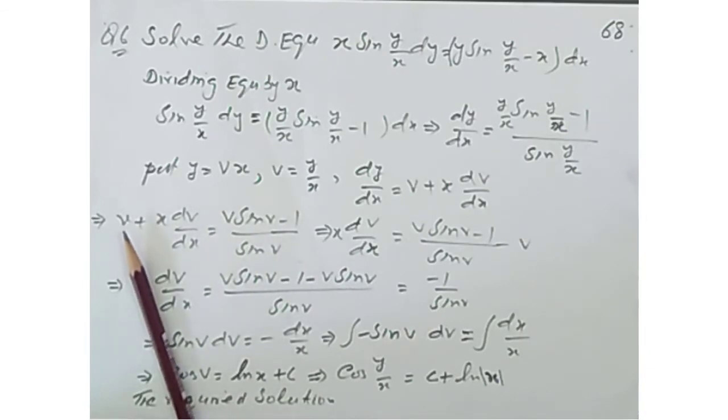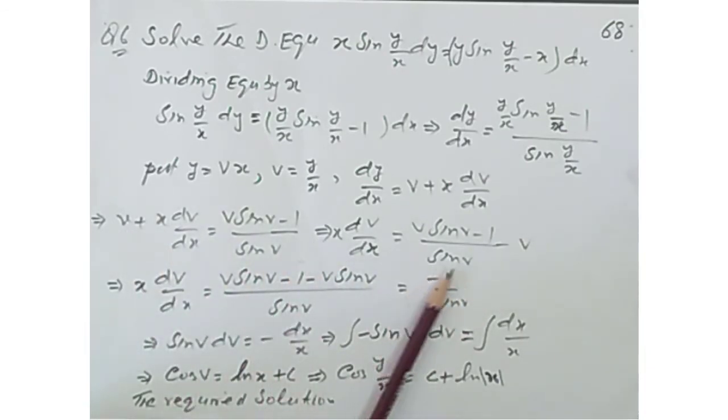Again, we take this v to the other side, taking sin v as LCM, and this becomes x dv by dx equal to v sin v minus 1, and this is the LCM. So this becomes minus v sin v. They will cancel. We have minus 1 divided by sin v. By cross multiplication, sin v into dv equals minus dx divided by x.